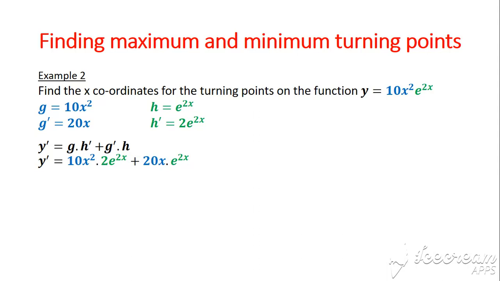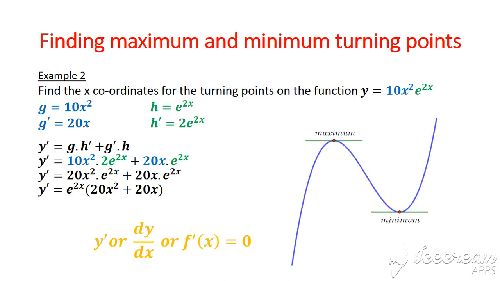Now, we are going to tidy this up because this is going to make it easier for the next couple of bits. So we're going to get 20x squared times e to the power of 2x plus 20x times e to the power of 2x. Notice they both have an e to the power of 2x in them. So we're going to factorize out the e to the power of 2x out the front.